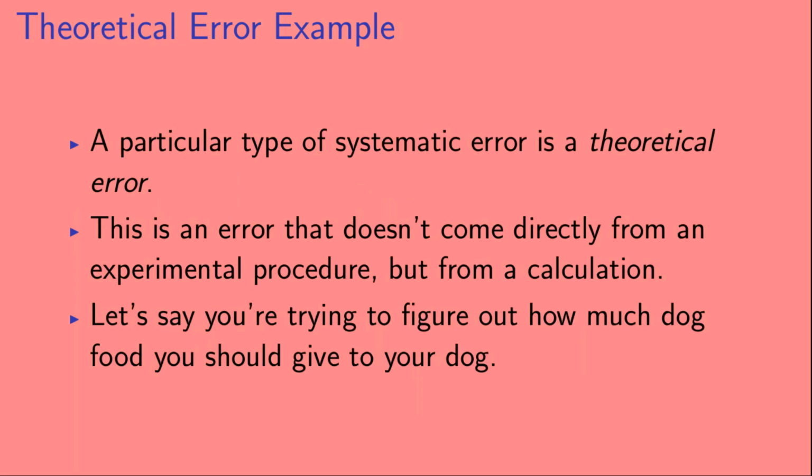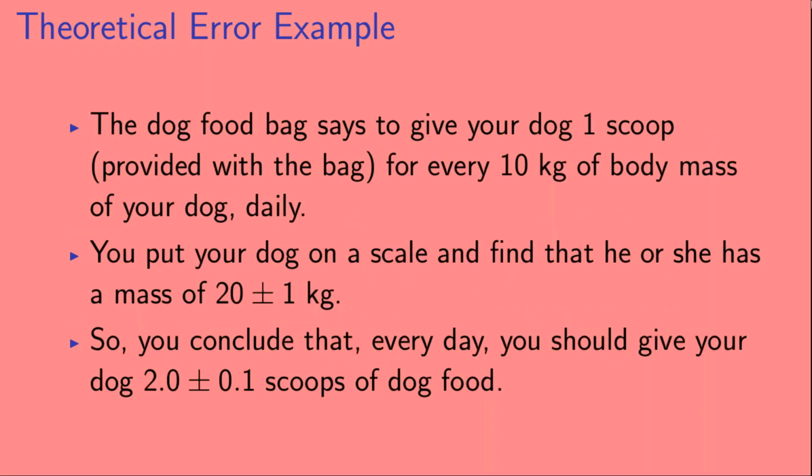A particular type of systematic error is a theoretical error. This is an error that doesn't come directly from an experimental procedure, but from a calculation. Let's say you're trying to figure out how much dog food you should give to your dog. So, the dog food bag says to give your dog 1 scoop, that's provided with the bag, for every 10 kilograms of body mass of your dog daily.